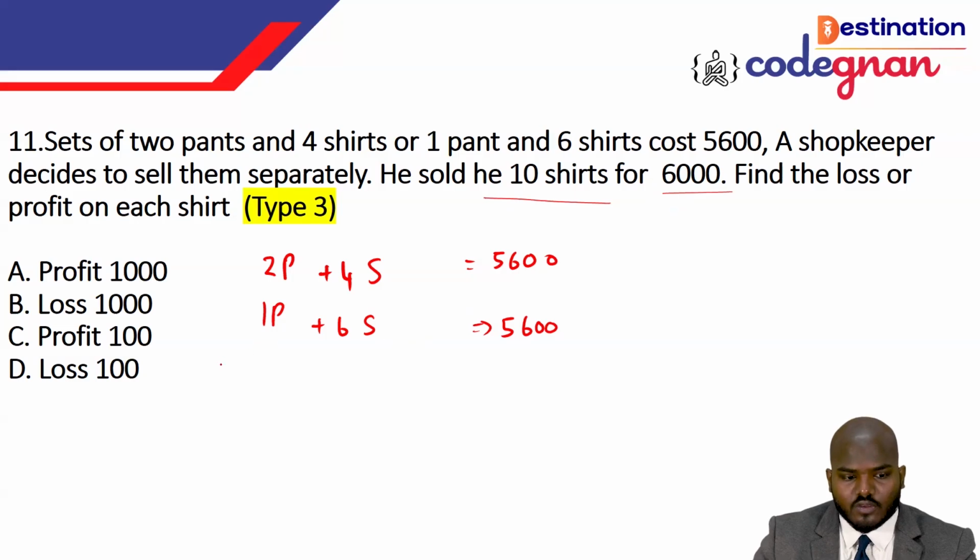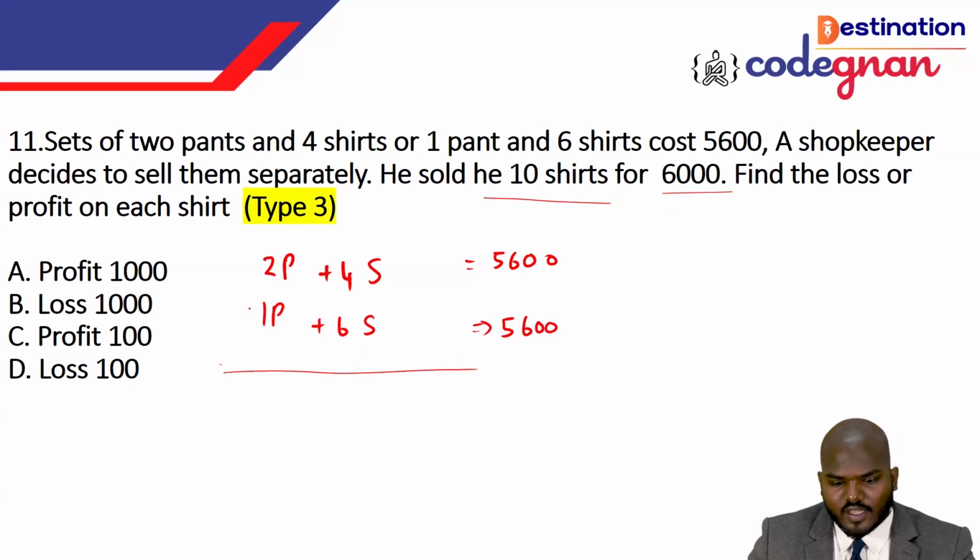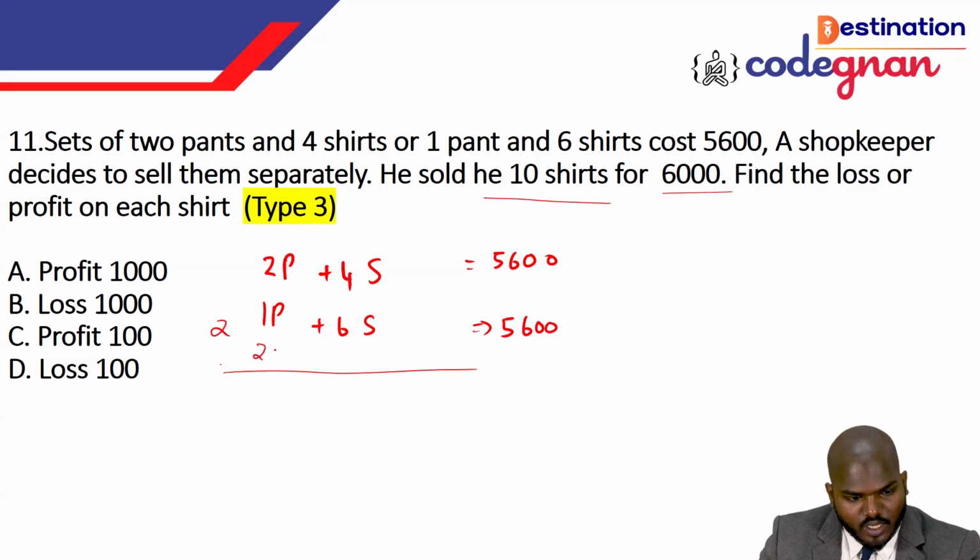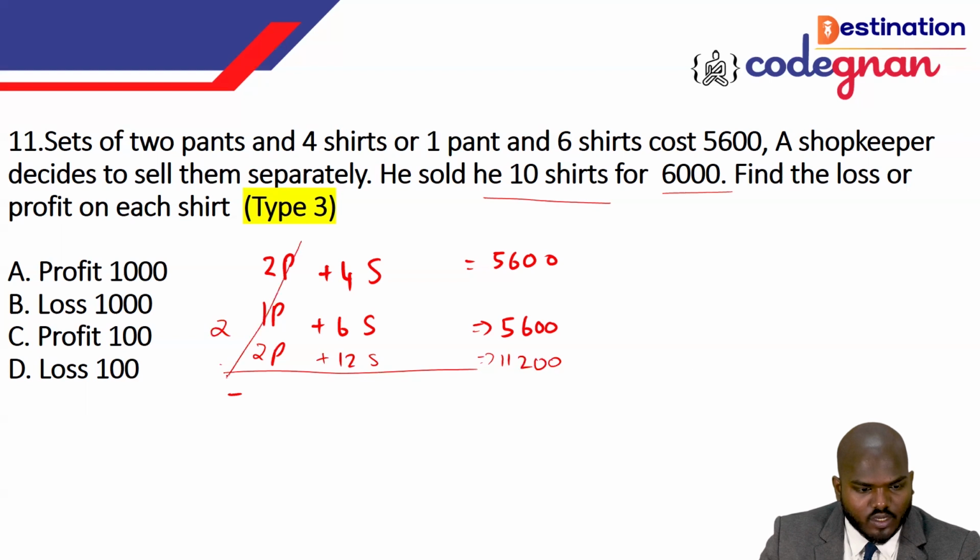So I'm using the quadratic thing here. Okay, you see this one. If I want to cancel this, I just need the shirt only. So then I can cancel this one. So I'm multiplying this one times 2. Then this will give you what? 2 times P. This will give you 12 times X. Yes. And this will give you the value, what? 11200.